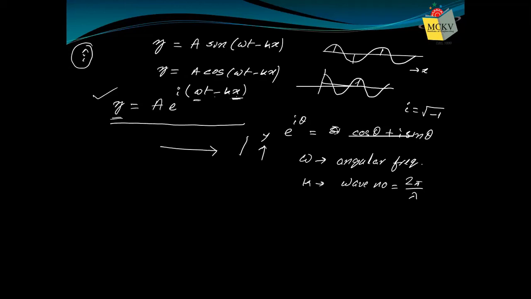K is the wave number. K is called wave number. It means 2 pi by wavelength. We have utilized it in quantum mechanics.